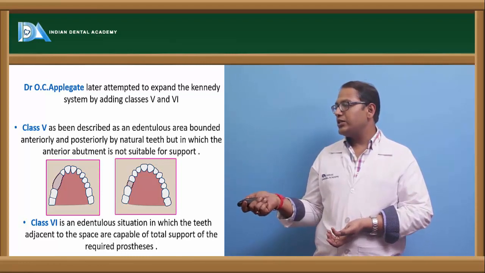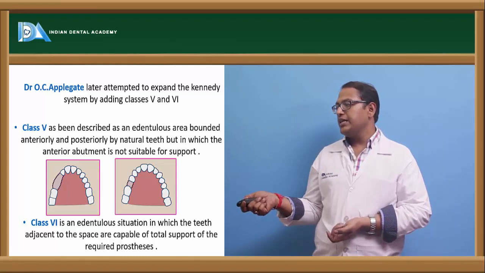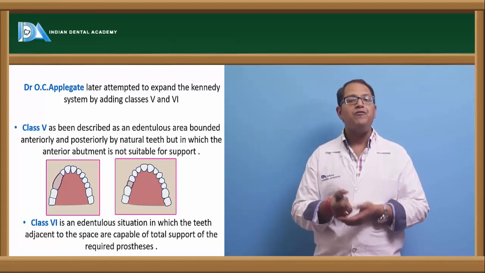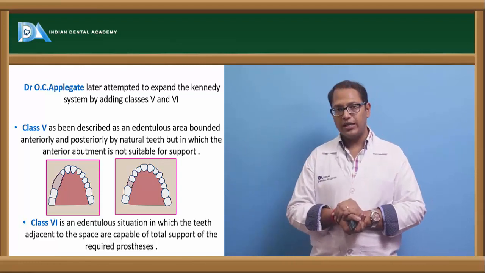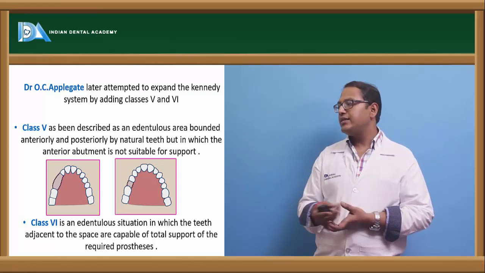Class 6 was said to be an edentulous situation in which the teeth adjacent to the space are capable of total support of the required prosthesis. A very short span, like fixed prosthodontics, where it was only tooth supported. So that was again considered as class 6.